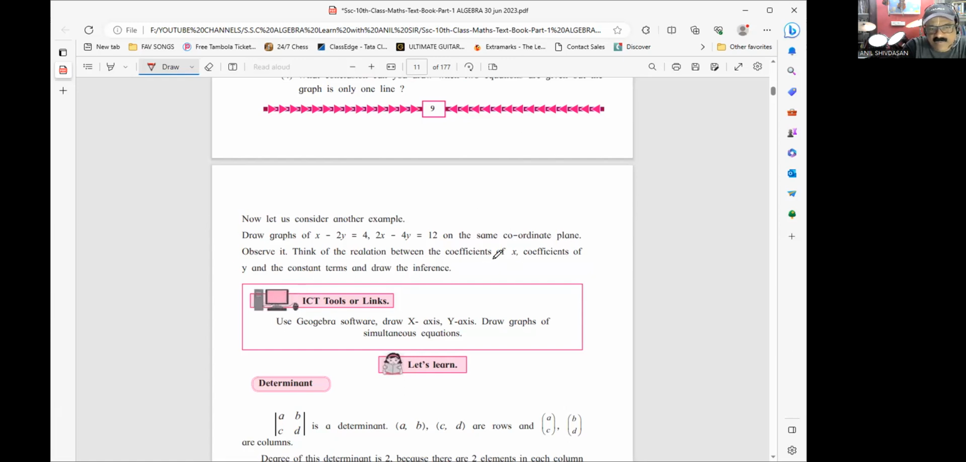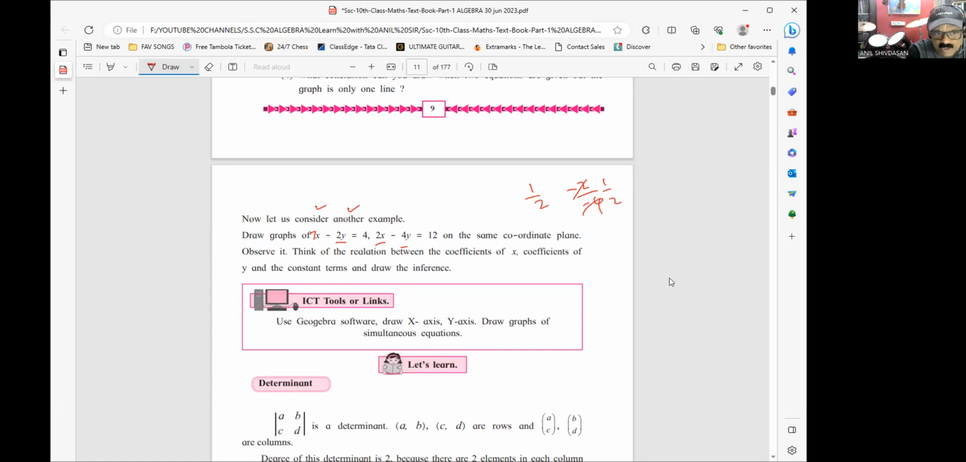Think of the relationship between the coefficient of x, coefficient of y, and the constant terms and draw the inference. Okay, now here the ratio of the coefficients of x is 1/2 because here it is 1 and here it is 2. And what about the y? Y will be -2 upon -4, which is nothing but 1/2. So the ratios of the coefficients of x and y are equal, 1/2 and 1/2.